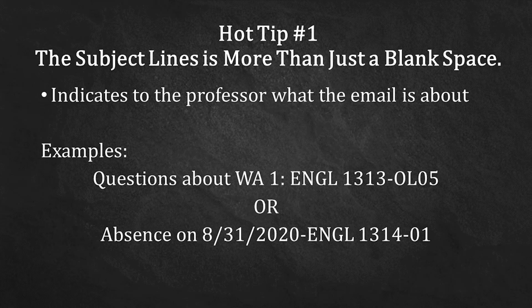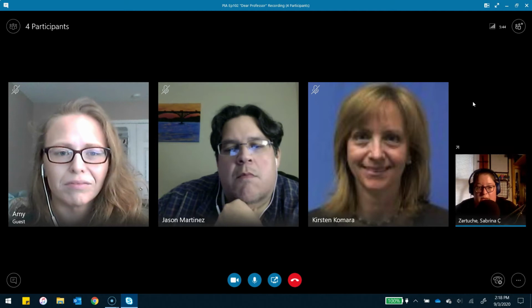Tip number 1. The subject line is more than just a blank space. The subject line is the first true identifier your professor will see. Use this space to state your reason for the email. For example, you could write something like, "Questions about writing assignment 1," and then put your course number. Or, "I'm going to be absent on this date," and then your course number. Always put that course number in there so that they know which class you're in.